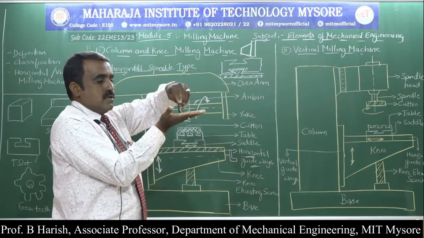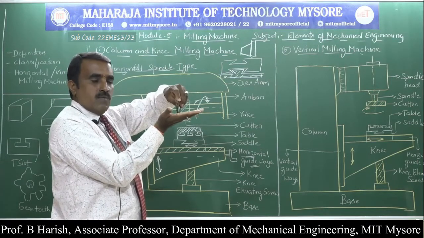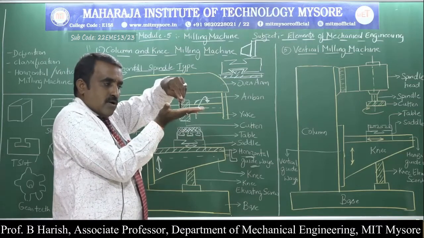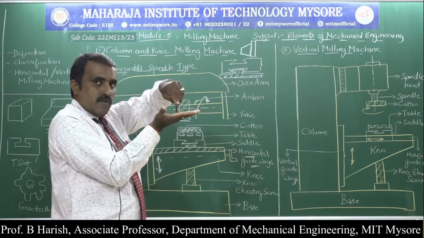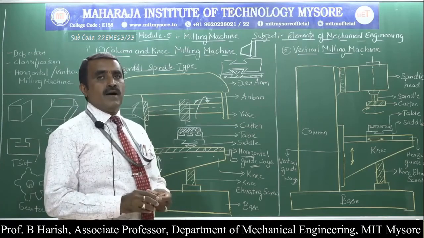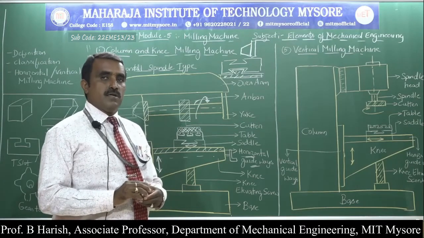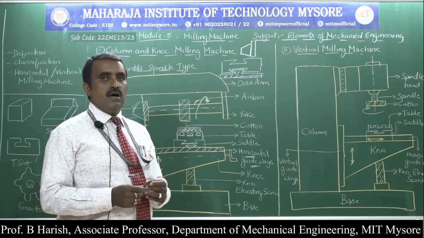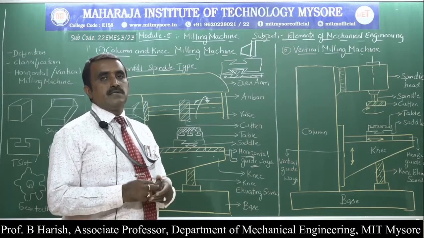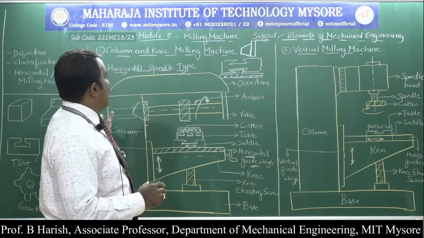As it starts, since the spindle will be rotating, along with the spindle the workpiece also will be rotating. As the workpiece is brought in contact with the surface of the tip of the cutting tool, material is removed until the required shape is got on the job. This is how the operation is done on a horizontal milling machine.